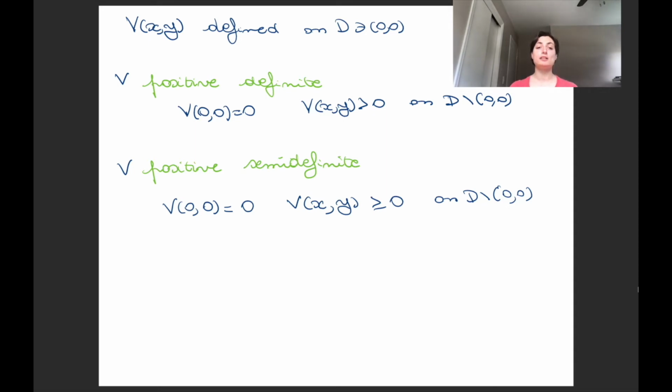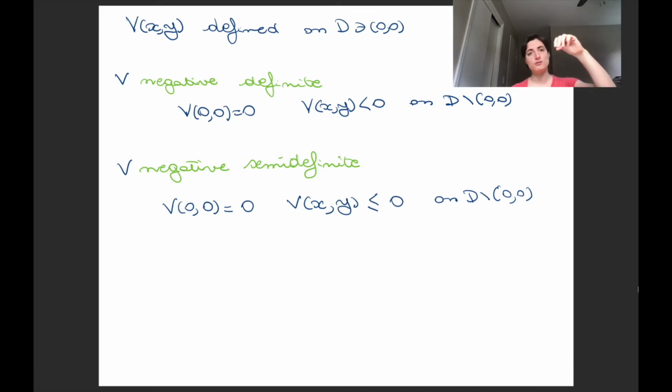And we say that v is positive semi-definite if v is equal to 0 at the origin and positive or equal to 0 on our domain. That means that there might be directions or points in which our v goes back to 0. If we swap positive by negative, the only thing we have to swap in this slide is the direction of the comparative signs. So if v is negative definite, then it's 0 at 0, 0 and negative everywhere else on the domain. If it's negative semi-definite, then v is equal to 0 at the origin and it's negative or equal to 0 everywhere else on the domain.